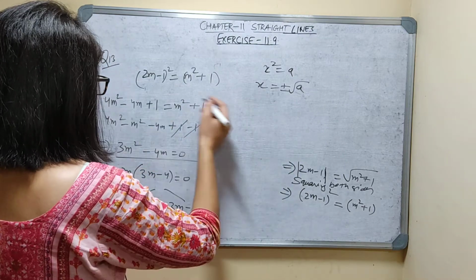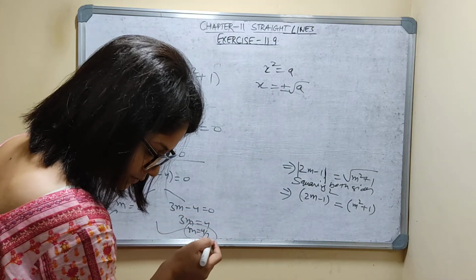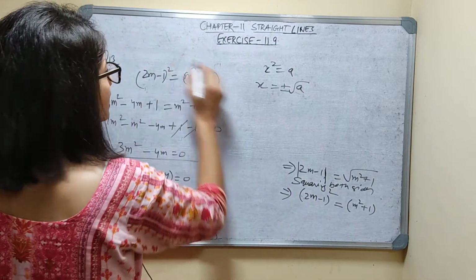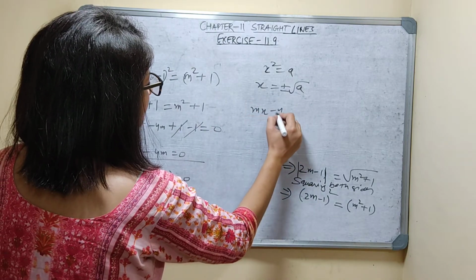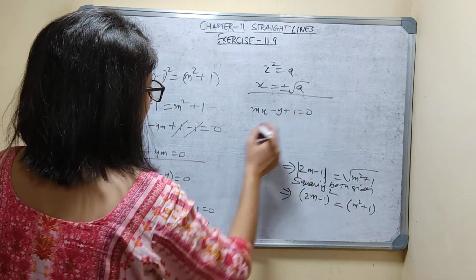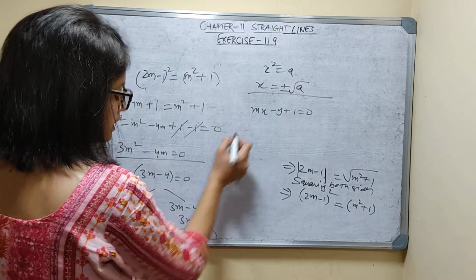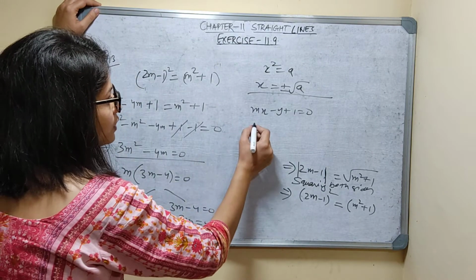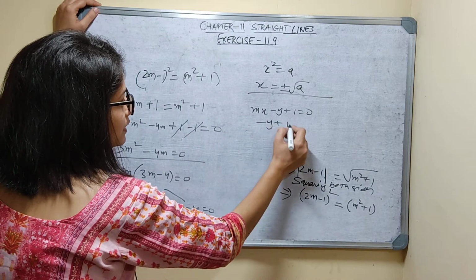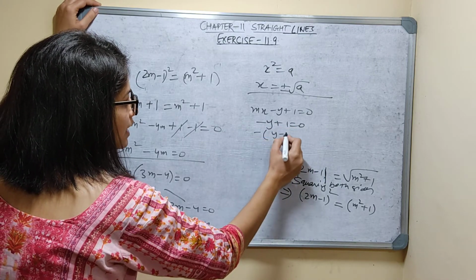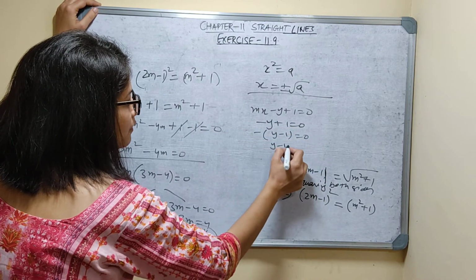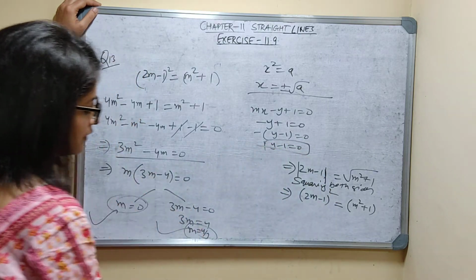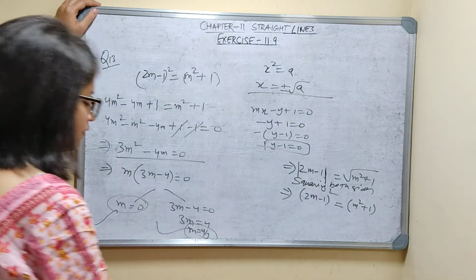Substitute in the equation. The equation is mx minus y plus 1 is equal to 0. One equation: m is 0, so 0x is 0 only. So minus y plus 1 is equal to 0, or y minus 1 is equal to 0. This is the first equation: y minus 1 is equal to 0.